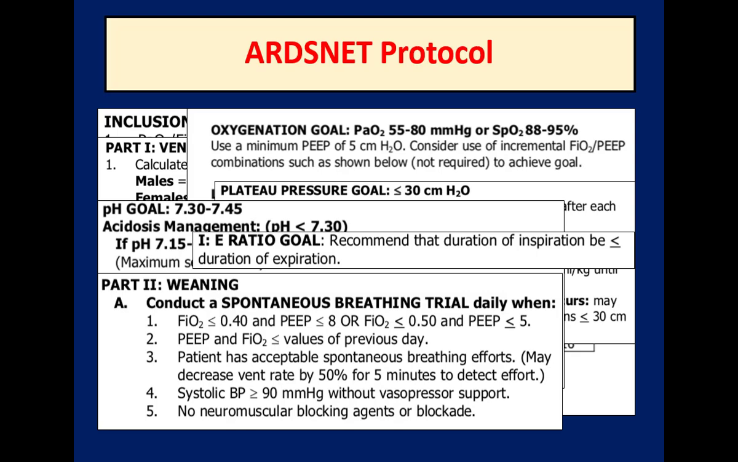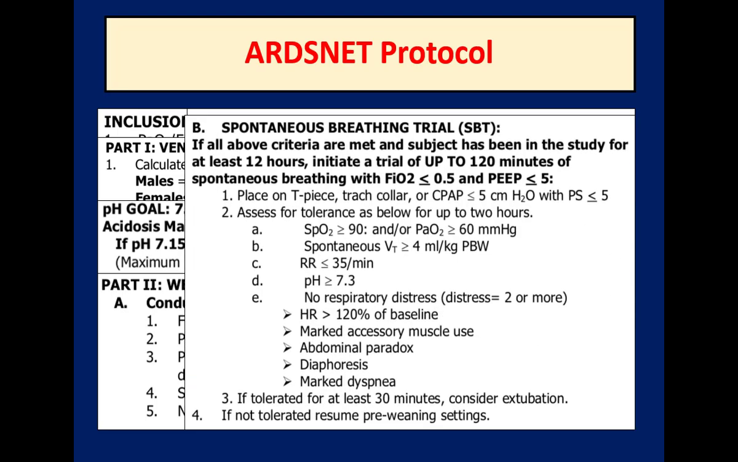Weaning: conduct a spontaneous breathing trial daily when FiO2 is less than 40 and PEEP is less than 8, or FiO2 is less than 50 and PEEP is less than 5. So there are two tables, higher PEEP with less FiO2, and higher FiO2 with less PEEP. They have given two different PEEP and FiO2 values of the previous day. And if the patient is okay, no neuromuscular blocking agent, systolic BP is okay, then you can go.